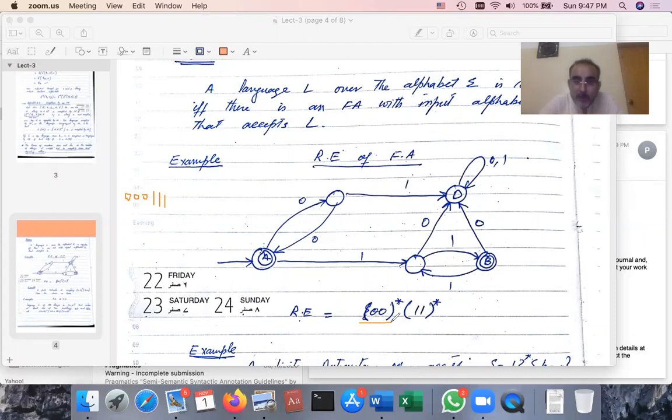This part can be null. This part can also be null. So in a string, either you have an even number of ones, or you have an even number of zeros. So this is not a valid string because you don't have an even number of zeros or ones. So this string will not be accepted by this FA.